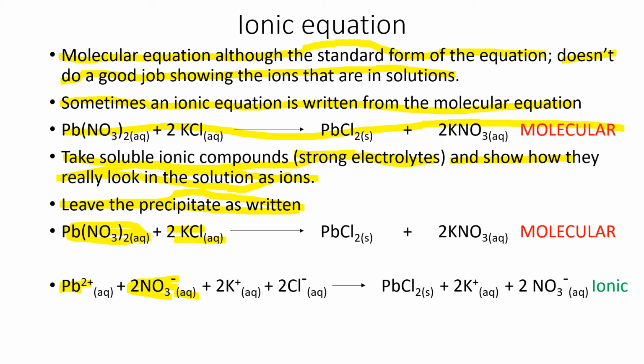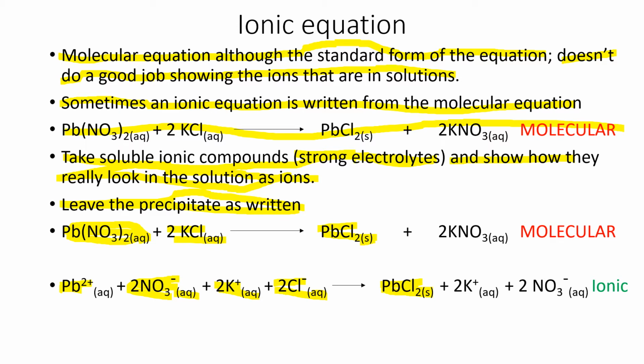2KCl, that is soluble. That's a strong electrolyte as well. That's going to split up into its ions, so I'm really going to have two potassium ions and two chloride ions. Now for the product side, the lead chloride that we have here, the PbCl2, that's a solid. That's our precipitate. That's not dissolved in solution. That hasn't been dissolved by the water. That hasn't split up into individual ions. The lead and the chloride are still together. We leave that together when we write our ionic equation.